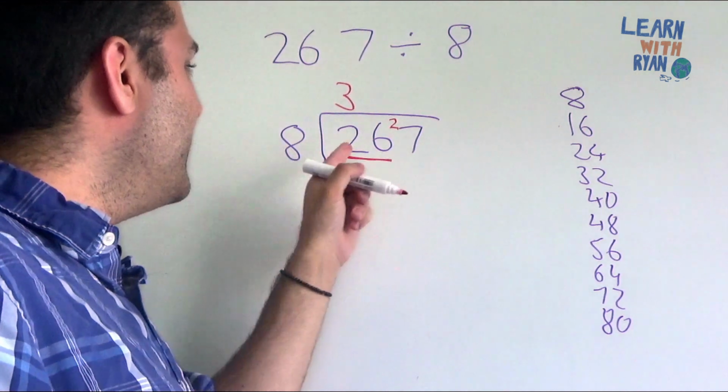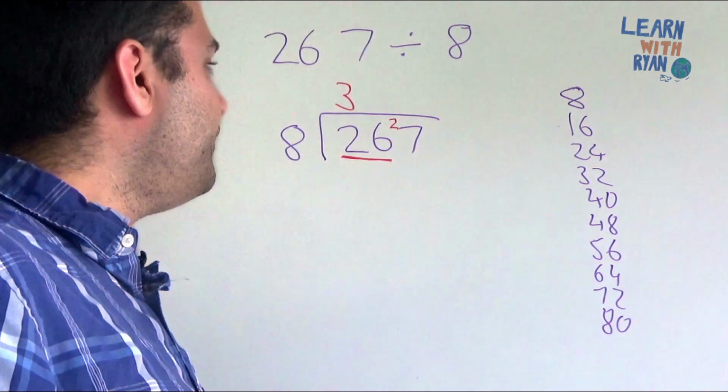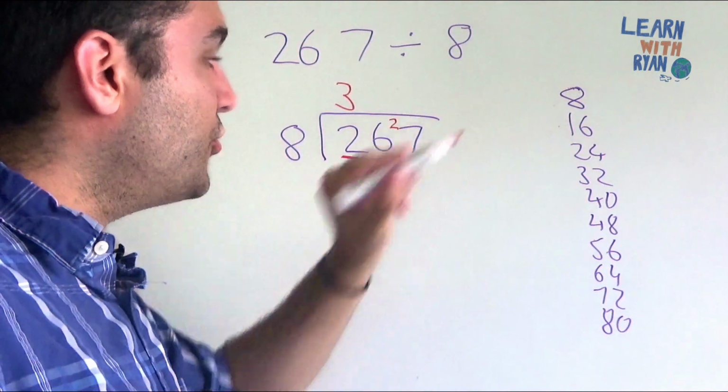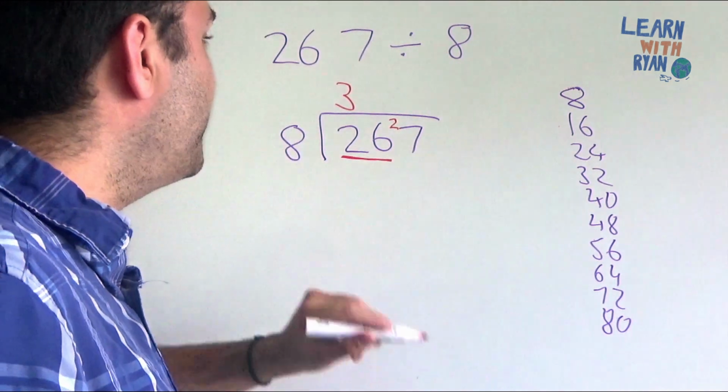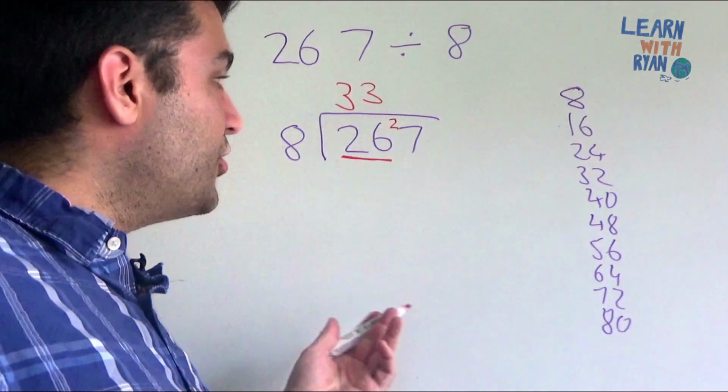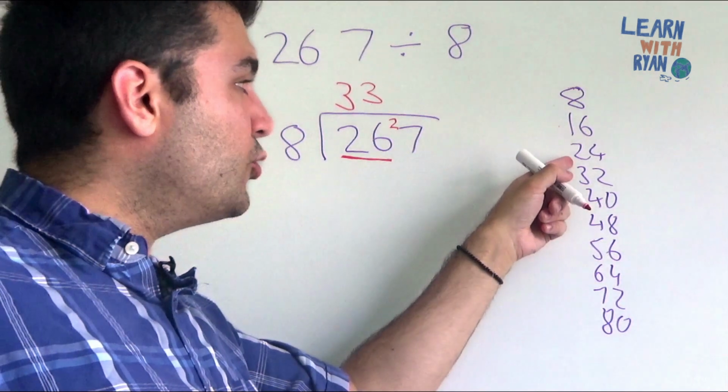And then it's how many 8s in 27? Well, let's count. We've got 1, 2, 3. 4's too many, so we stop at 3 8s. So again, it's another 3 there. And then what's the remainder? Well, at the moment we've got 24.